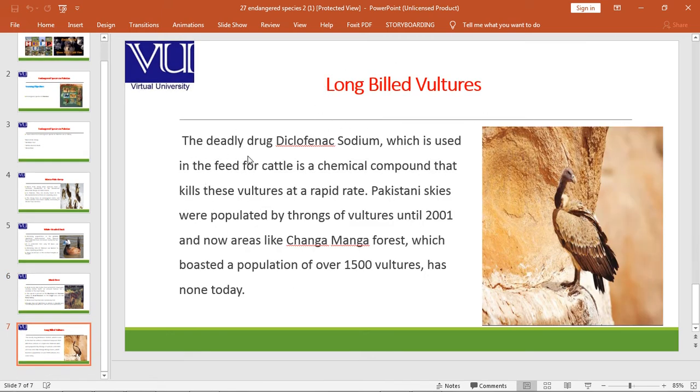Long-billed vultures. The deadly drug diclofenac sodium, which is used in the feed for cattle, is a chemical compound that kills these vultures at a rapid rate. Pakistani skies were populated by throngs of vultures until 2001, and now areas like Changa Manga Forest, which boasted a population of over 1500 vultures, have none today.